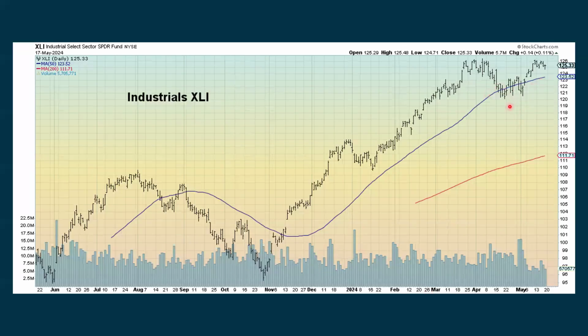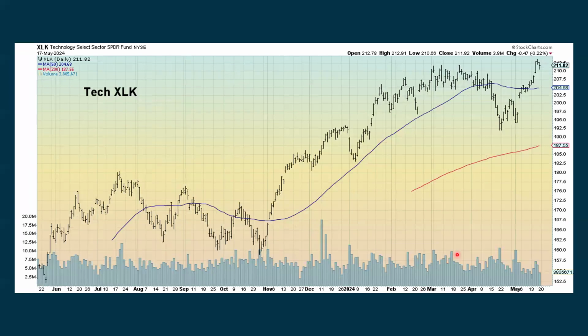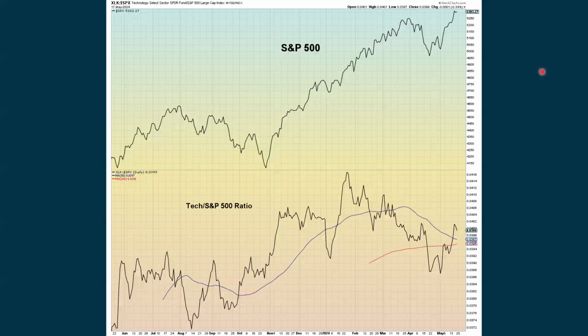Industrials are in an uptrend all by themselves, but they saw some weakness over the past couple of days, so they're still in a longer-term uptrend, but they have been falling back on this ratio. The tech sector, the darling that everybody loves, saw some weakness in April and is starting to show some improvement, but it's not really outperforming right now. It's breaking above the moving averages, and it's still in a longer-term uptrend, but it's not breaking out the way we saw in early 2024.